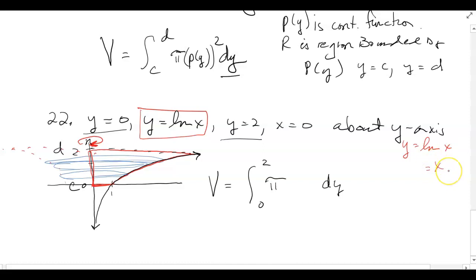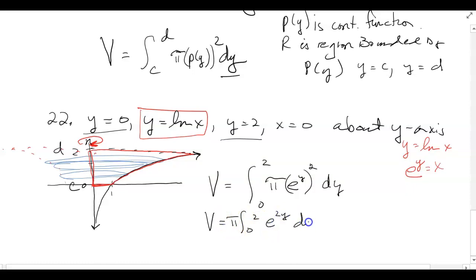So to solve for x, you're going to end up with e to the y equals x. You just switch it around so you're solved for x. And the reciprocal function of ln x is e to the y. So you can go ahead and put in e to the y, and of course that e to the y gets squared, which means it's 0 to 2. Let's pop the pi out.